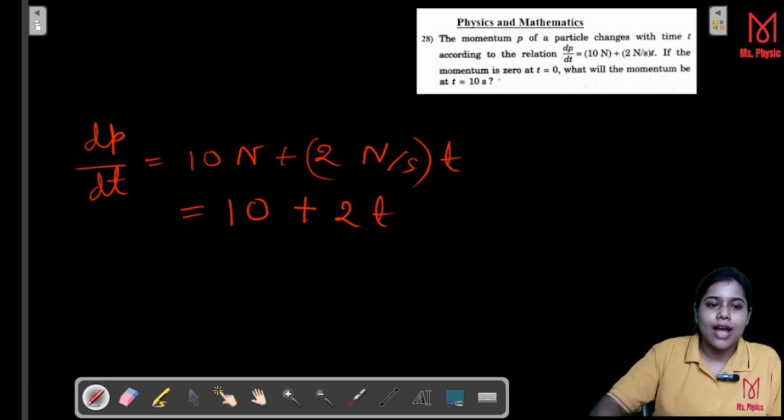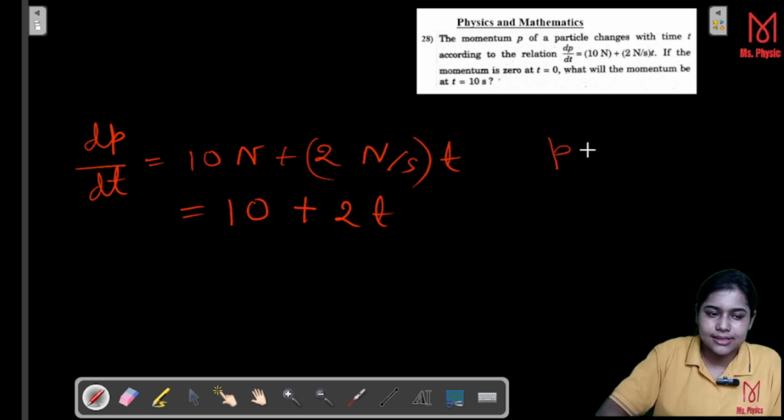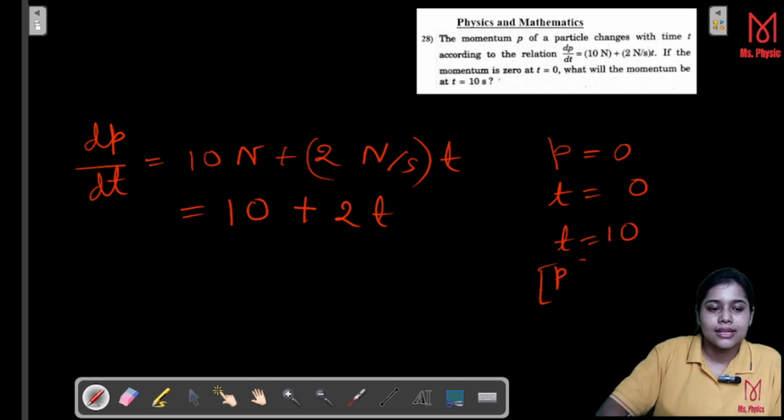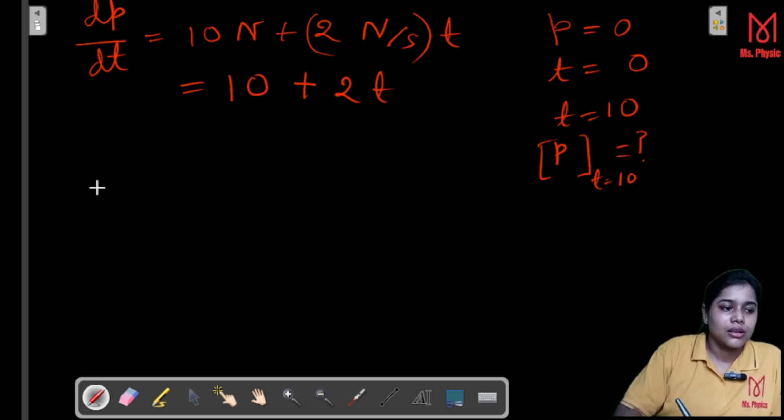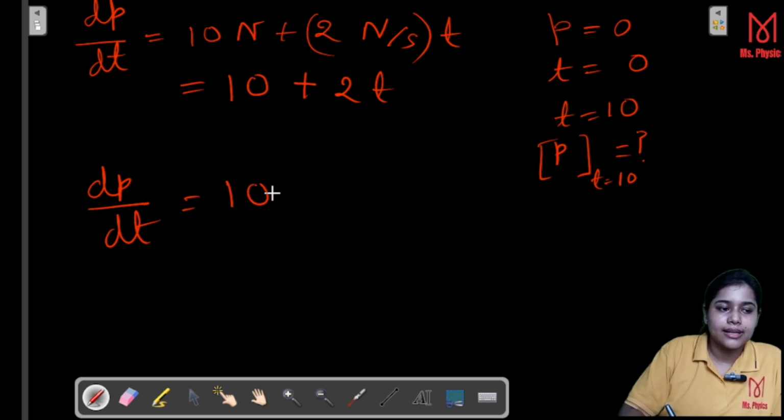Right. So what you have to calculate: if the momentum is 0 at t is equal to 0, that means momentum here is p, so p is equal to 0 at time t is equal to 0. What will be the momentum at t is equal to 10? When t is equal to 10, then p at t is equal to 10 is what? That you have to calculate. So therefore, we can write dp over dt is equal to 10 plus 2t.